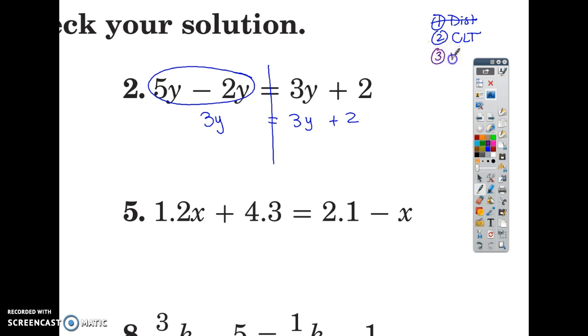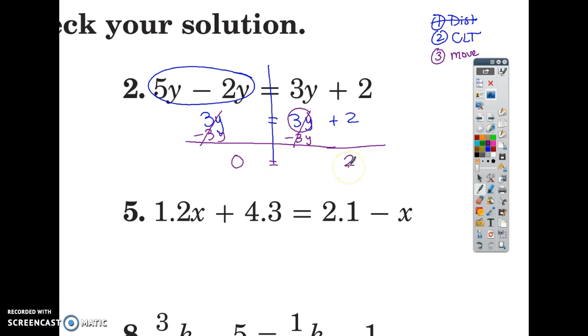Step 3 is move the smallest variable. Okay, so I would move this one to this side so that it can get away from that 2. Minus 3y, minus 3y. They're going to cancel each other out. This one cancels, this one cancels. So what do you have left over on the left? 0. What do you have left over on the right? A 2.